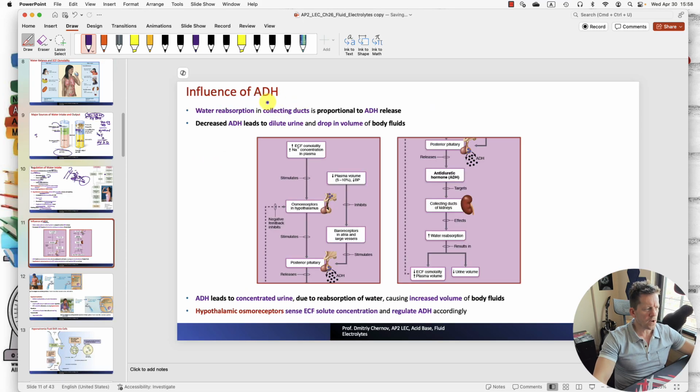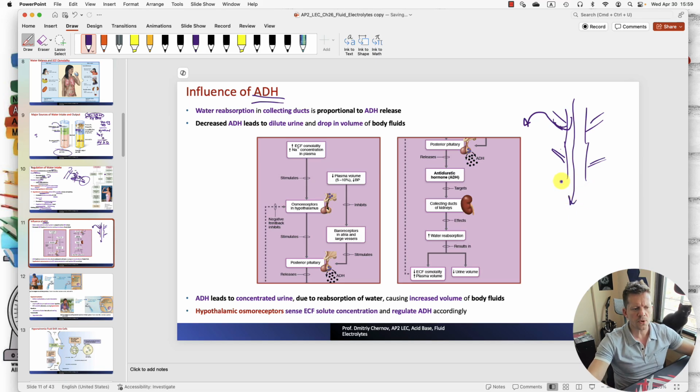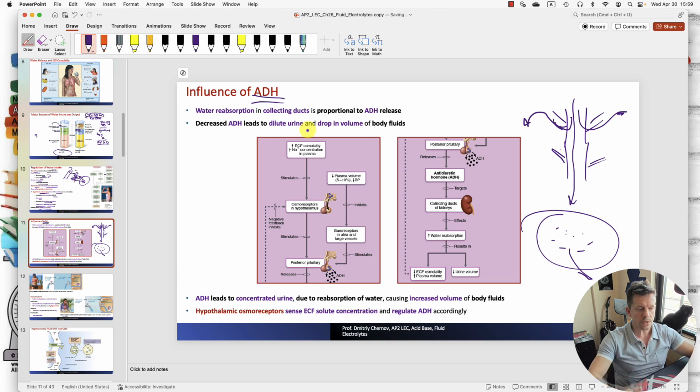Influence of antidiuretic hormone: water reabsorption in the collecting ducts is proportional to ADH release. ADH acts on the collecting ducts to create aquaporins, so you can return water back into circulation. The water is about to leave through the collecting duct, to leave the system, but you can reabsorb water back into circulation. Decreased ADH leads to dilute urine because you're not reabsorbing water. Let's say you have a lot of solutes, and because you're not reabsorbing water, it dilutes.